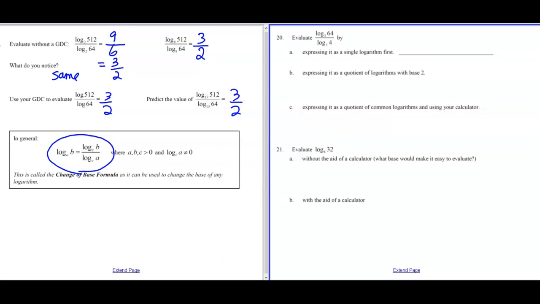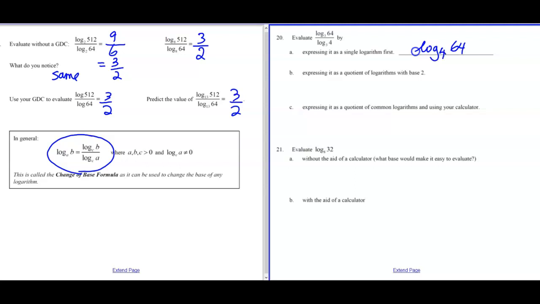So notice how this is the same base. It says evaluate by expressing it as a single log. When we have a fraction, a division of logs, we cannot just divide the arguments. It doesn't work. But going backwards here, notice what happens. The argument in the numerator is the argument of our single log. The argument in the denominator is the base of our single log.